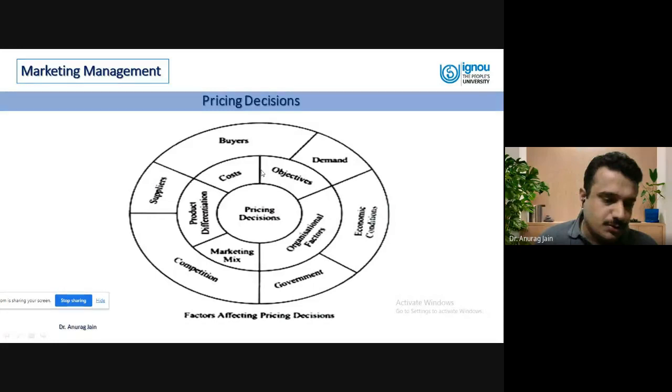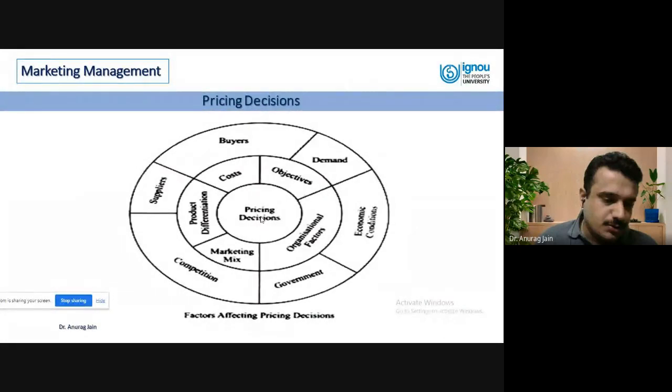Cost is one important factor which is internal to your organization, and how much cost you want to incur in terms of your production, in terms of your marketing and promotion activities, in terms of your distribution activities, in terms of serving customers.